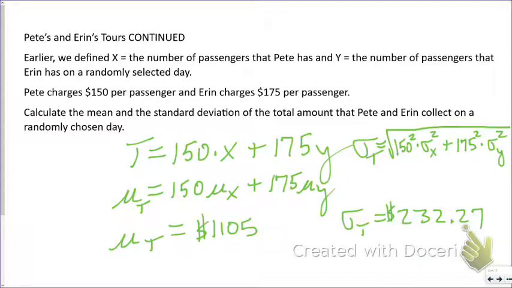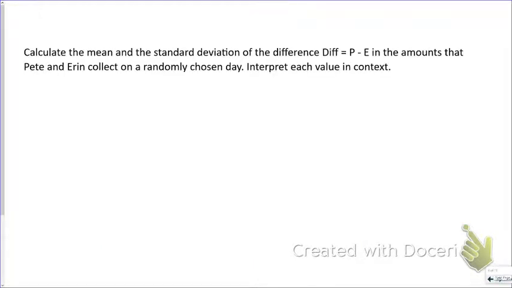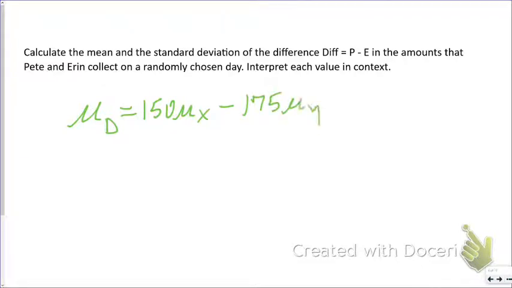All right, let's look at one more thing with Pete and Erin. That's the combined amount of money that they bring in. What if we look at the difference? So we can call that D. The mu D will be 150 mu X minus 175 mu Y. Plug in my two means, and I end up with 20. So $20 is the mean difference.